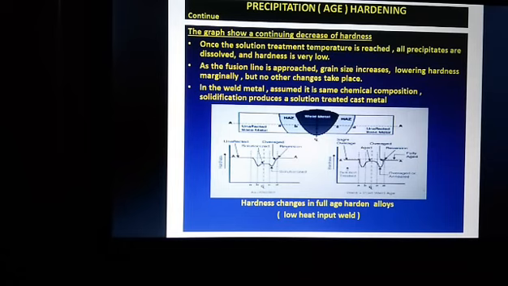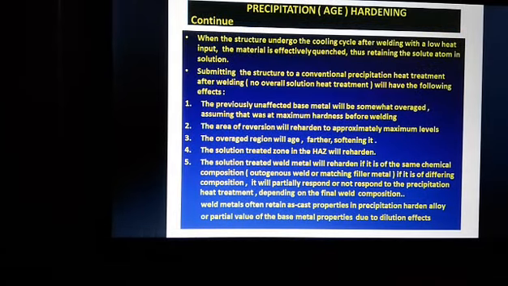As the fusion line is approached, grain size increases, lowering hardness metallurgically, but no other changes take place. In the weld metal, assuming it is the same chemical composition, solidification produces a solution treated cast metal. When the structure undergoes the cooling cycle after welding with low heat input, the material is effectively quenched, thus retaining the solute atoms in solution.